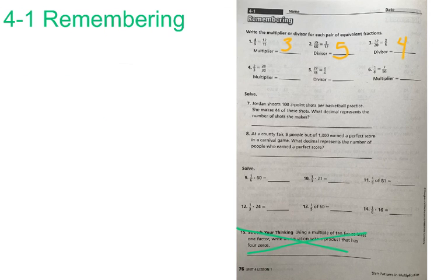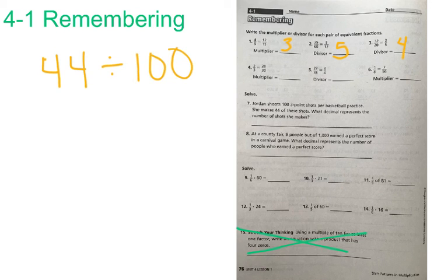We have 2 story problems, number 7 and number 8, and you need to identify what operation you need to use to solve. Number 7, Jordan shoots 100 3-point shots per basketball practice. She makes 44 of these shots. What decimal represents the number of shots she makes? So we need to figure out of 100 shots, she made 44. So we have to take 44 and divide that by 100.